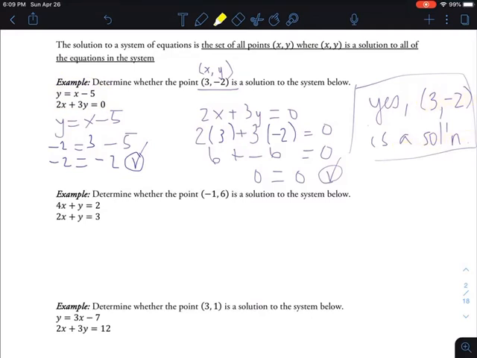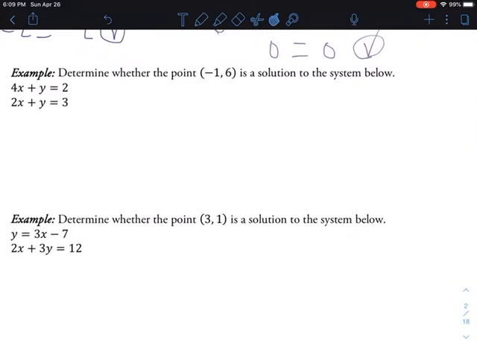We're also going to look at when this doesn't work out, and then that might make more sense as well if you're not sure how it couldn't be a solution. But to summarize, when it's a solution, it means that the plugged-in point makes statements that make sense. Okay, so let's try the next one.